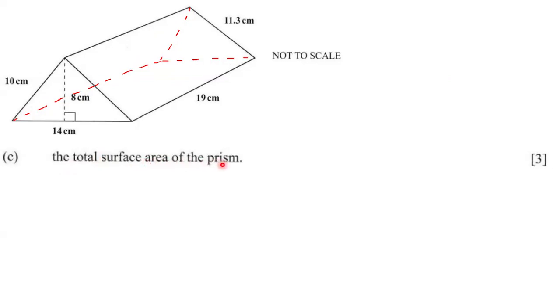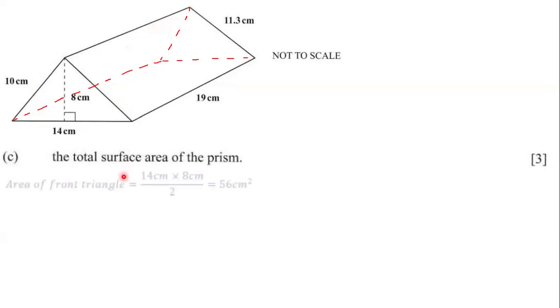In order to figure out the total surface area of the prism, we're going to find the areas of the different shapes that make up this prism, and then add them together, and then that will be the total surface area.